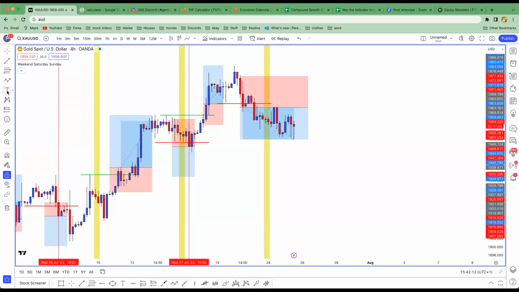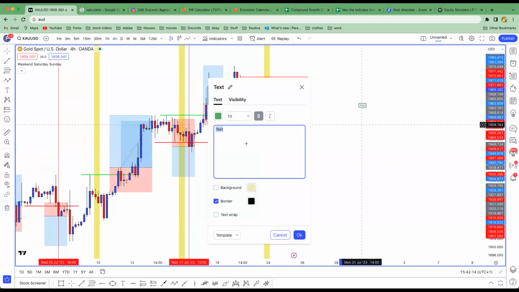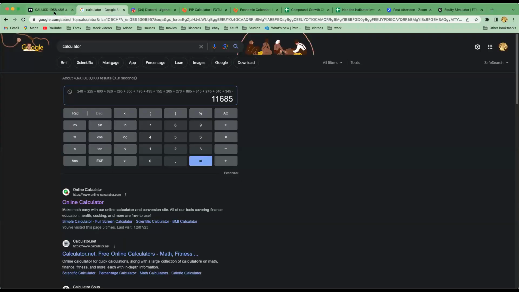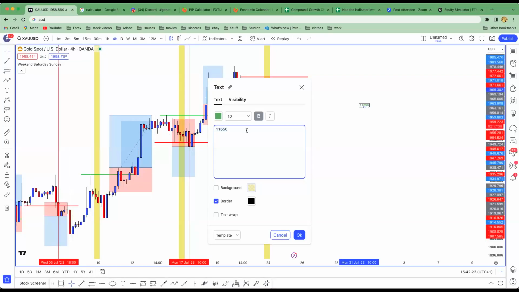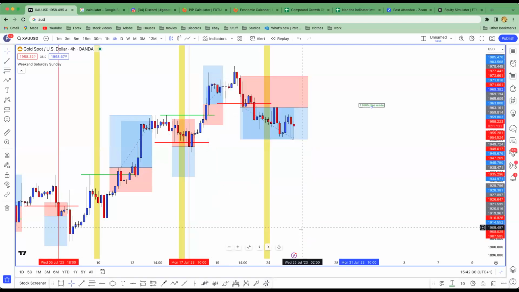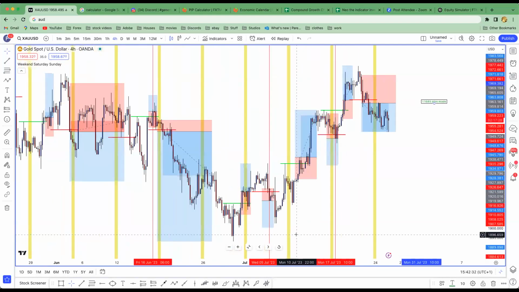So let's go to text right in here. 11,685 pips made. And we're just going to do the loss after. Okay, we're just going to run through the loss and then see.